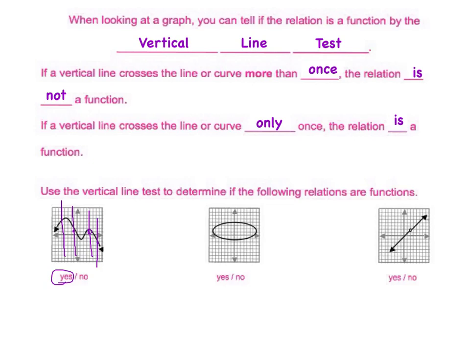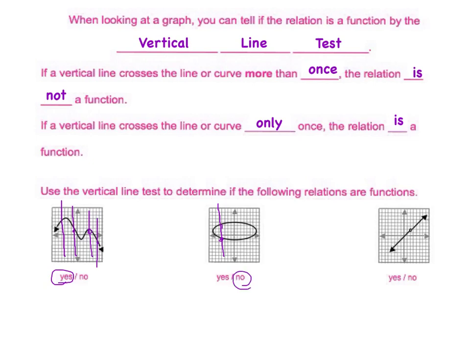Now let's look at our second graph. In this graph, we actually have a shape here. We have an ellipse. So let's try our vertical line test. I'm going to pick right here. And look what happened. How many times did I cross my curve? I crossed it twice. That tells us we do not have a function.